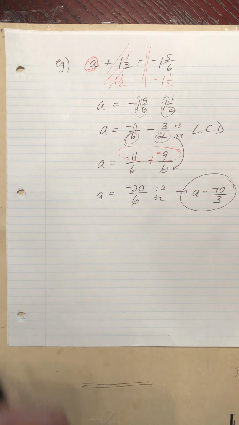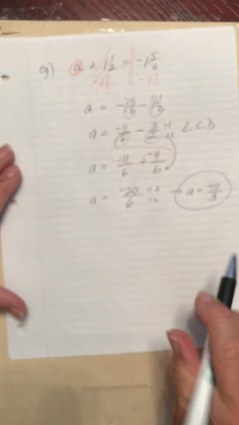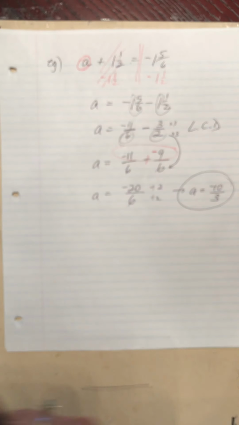Okay, so what have we seen? If we have adding, we undo adding by subtracting. If we had subtracting, we undo subtracting by adding.